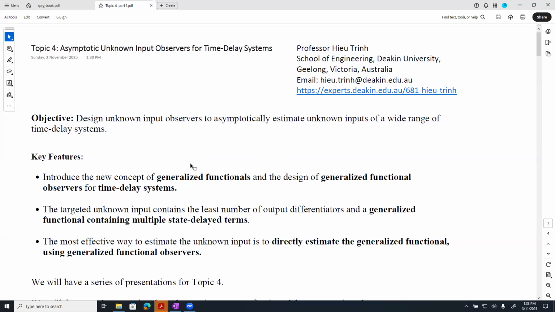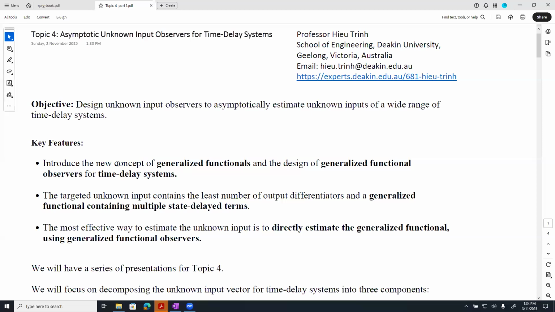The key features of this topic is that we're going to introduce the new concept of generalized functionals. This will be a bit clearer later on. And so we have a definition of a generalized functional, and we're going to design novel, new, generalized functional observers for time delay systems.